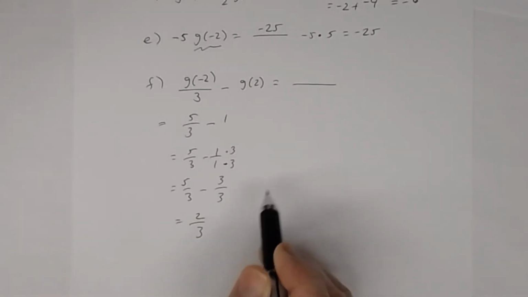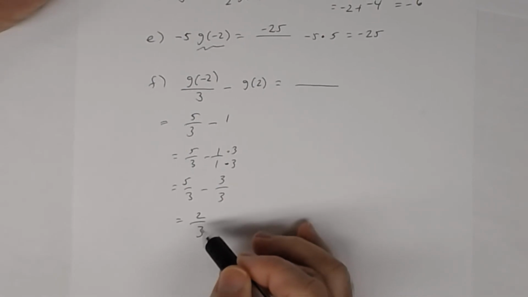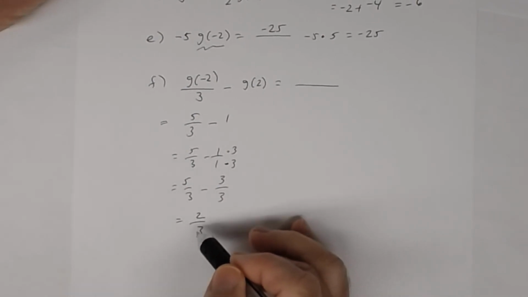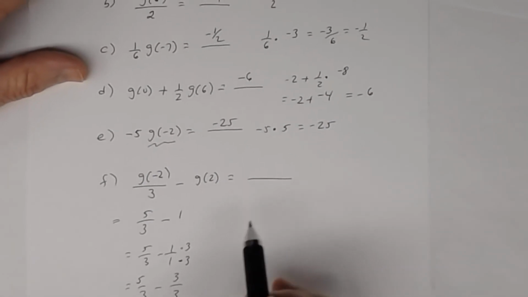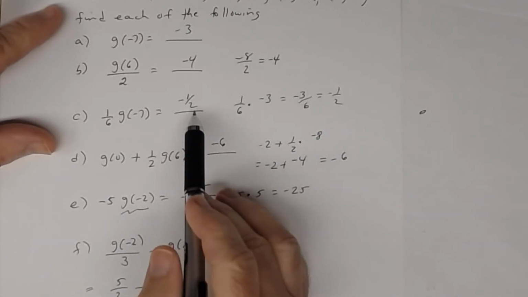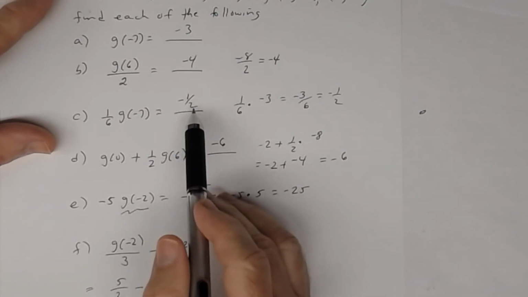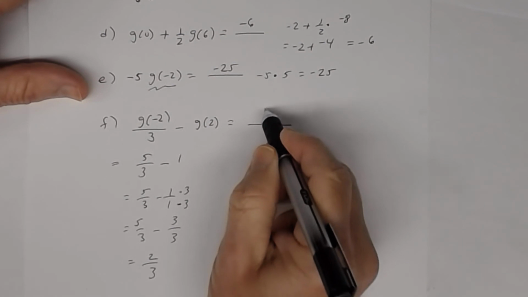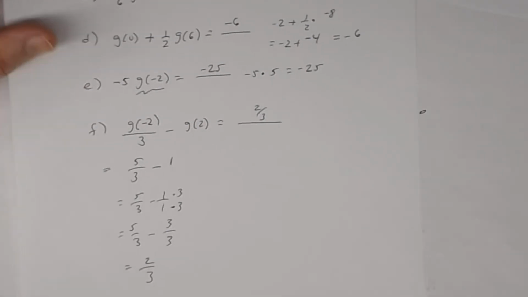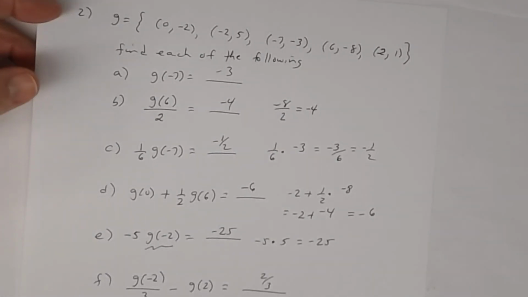Okay? Again, do not write this as a decimal because, first of all, this does not terminate, right? 2/3 is not a terminating decimal like negative 1/2 is. Negative 1/2 is negative 0.5. So leave it as a fraction. So the answer is 2/3. Right? And that's it. So that was a very simple concept.